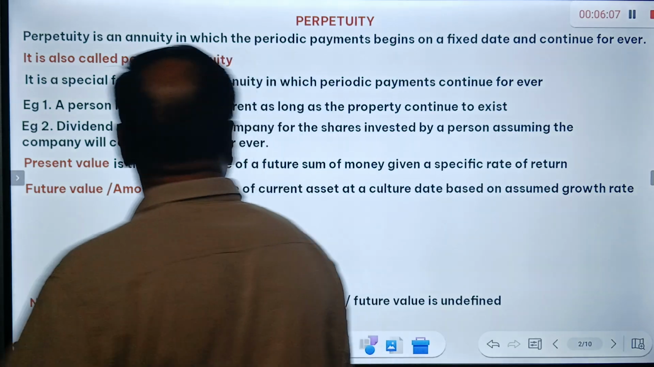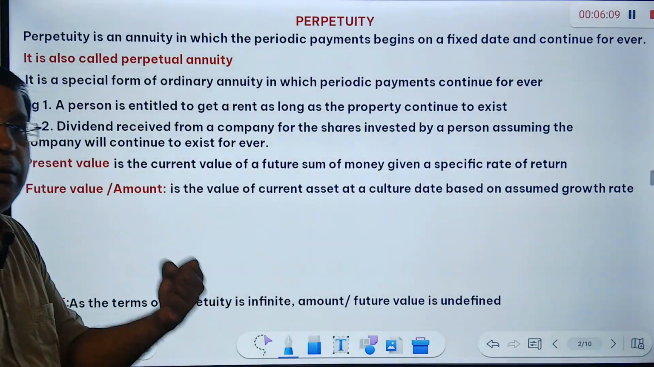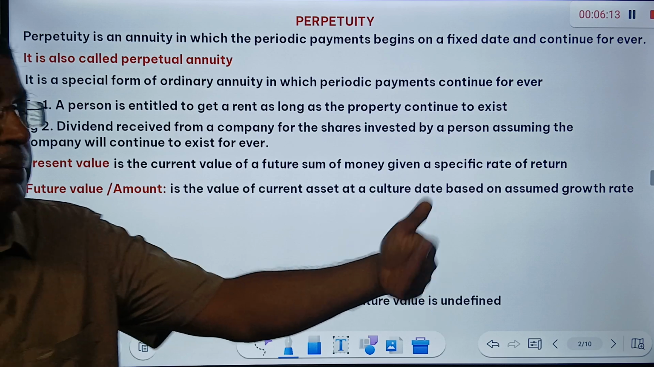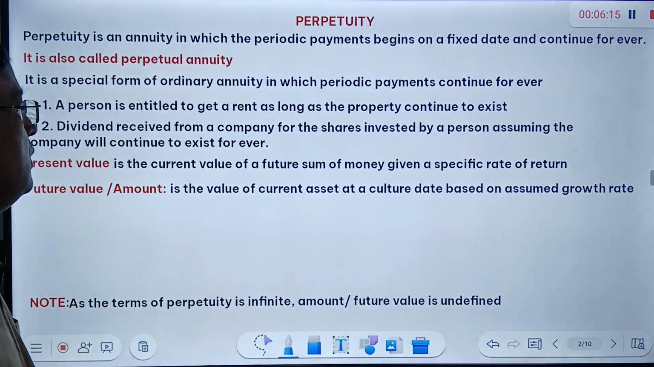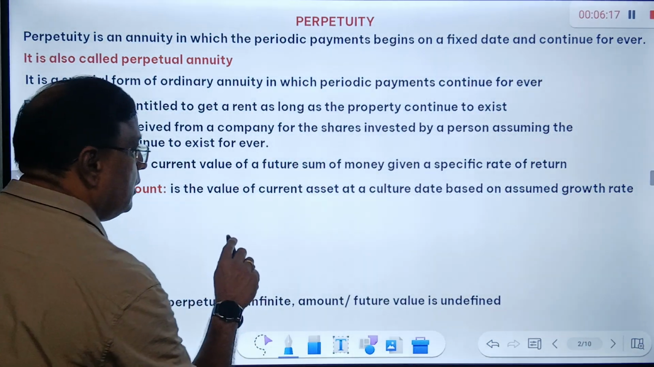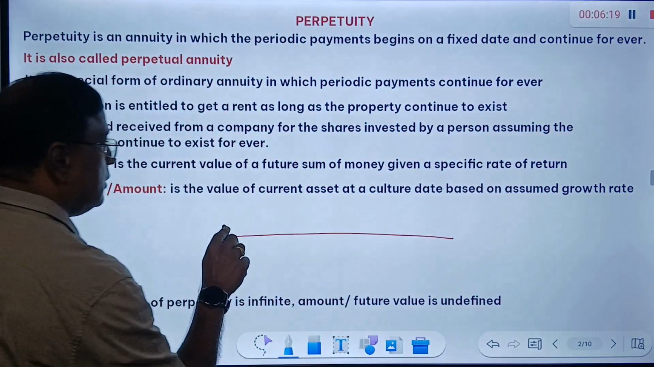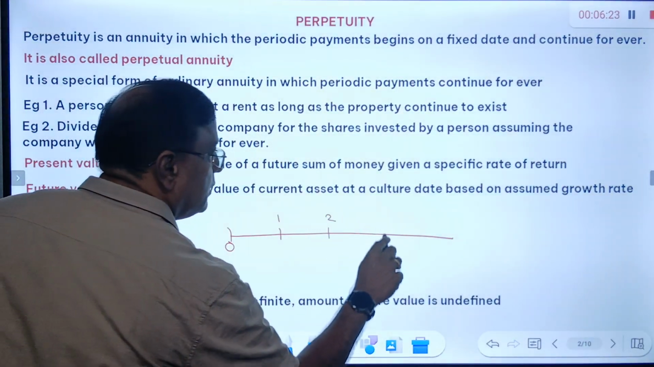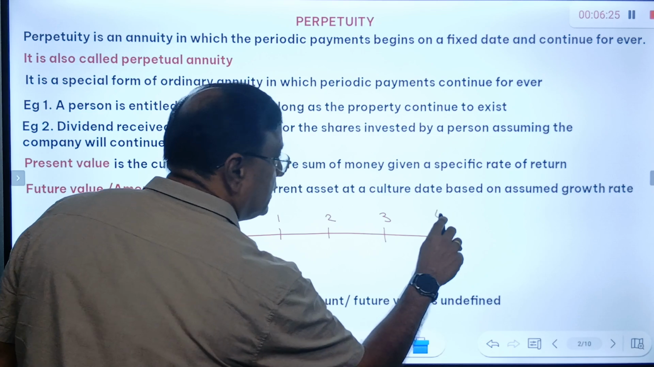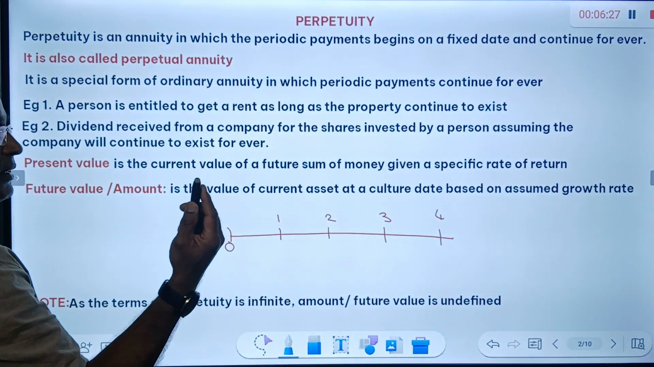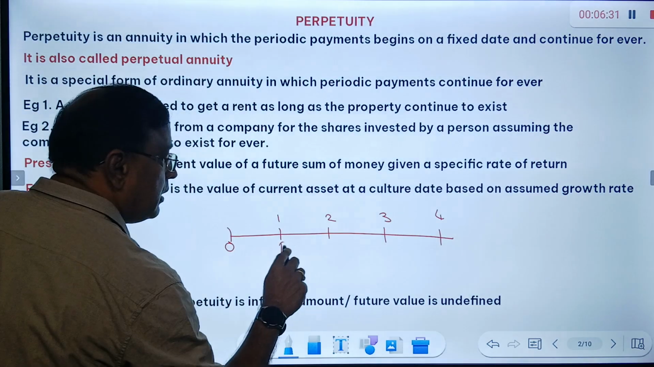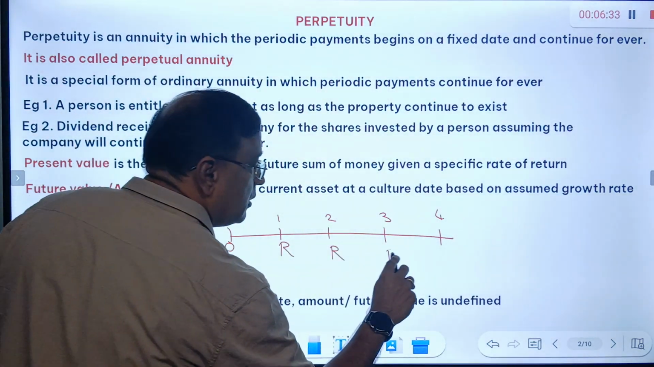Perpetuity is an annuity in which a periodic payment is made, a fixed amount is paid. For example, this is the beginning, this is the first year, this is the second year, this is the third term, this is the fourth term. It can be year or term, it doesn't matter. At the beginning of each period, I make a common payment.